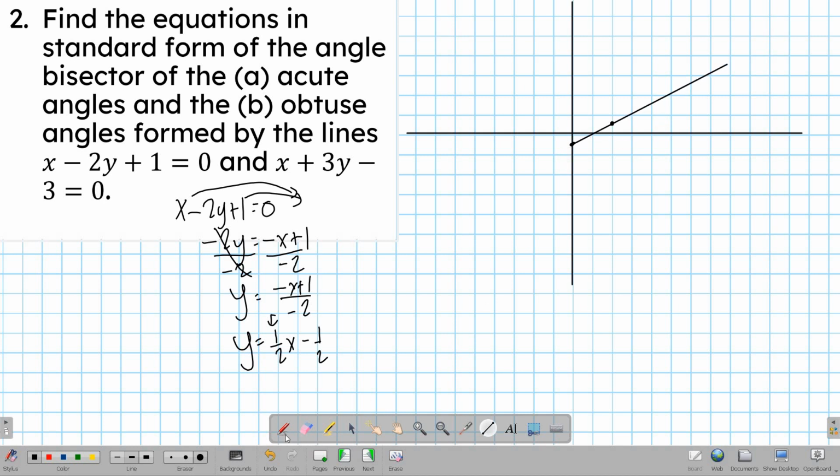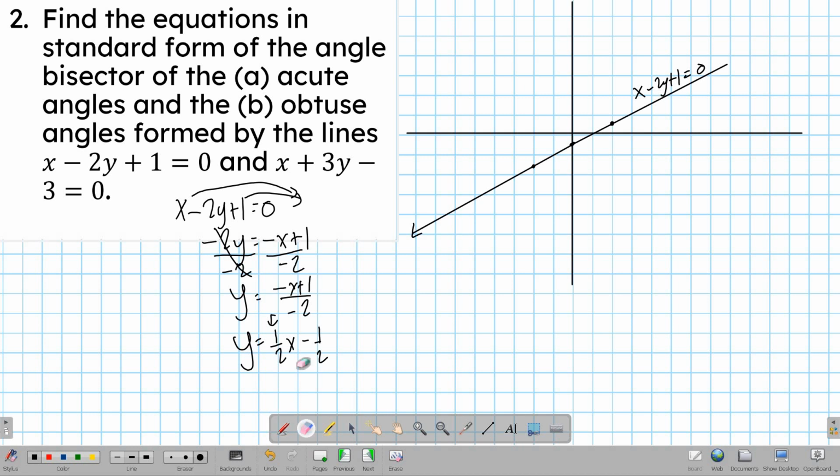Let's extend it downward, so that the line continues. There you go. So this is the line x minus 2y plus 1 equals 0.